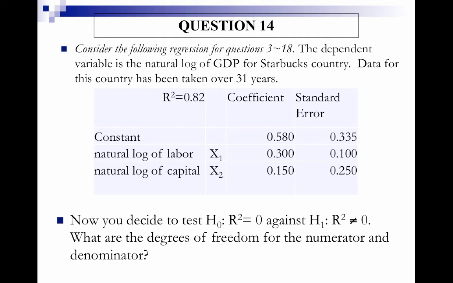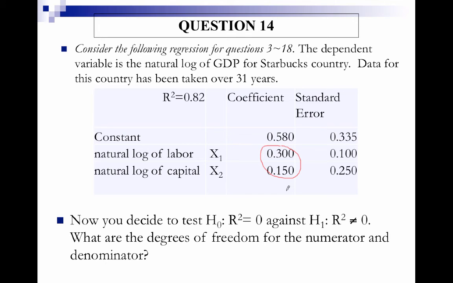For question 14, we're testing the null hypothesis that r squared is equal to 0 against the alternative hypothesis that r squared is not equal to 0. Now immediately when we see this, we know that we're conducting an F test of joint significance rather than a T test of individual significance. The degrees of freedom for the numerator are equal to k, where k is equal to the number of partial slopes. So here we have 2, so k is equal to 2.